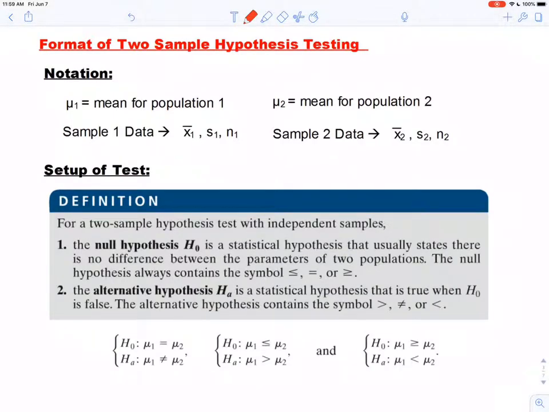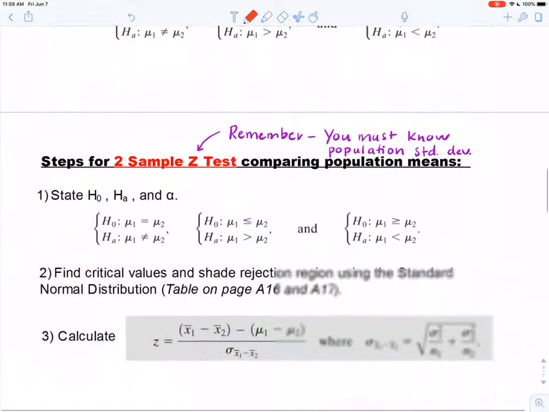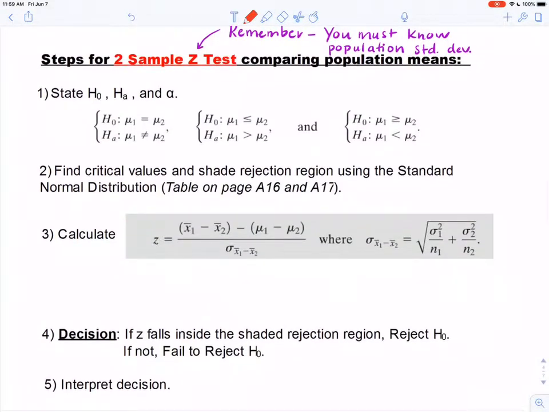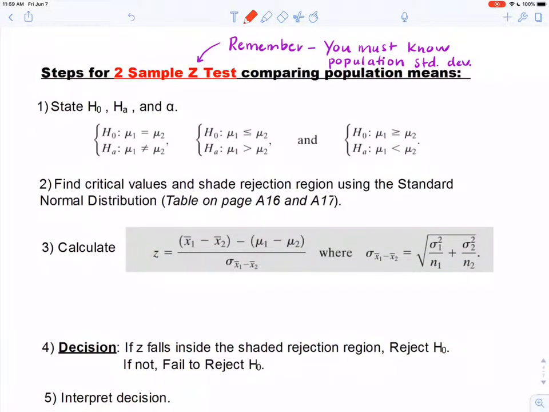So just a little bit of summary here as far as notation, how you're going to see things represented. mu1, mu2, those are population means. And then sample data, x bar is the mean, s is a sample standard deviation, and n is our sample size. And every hypothesis test that we run is going to be set up in one of three ways. We will either be testing for a difference.